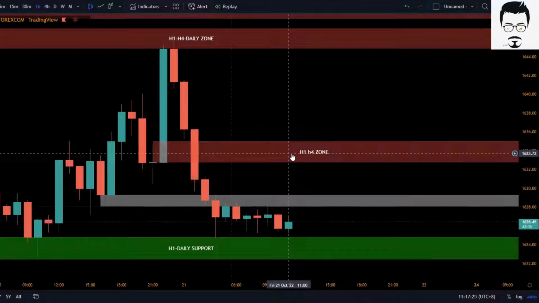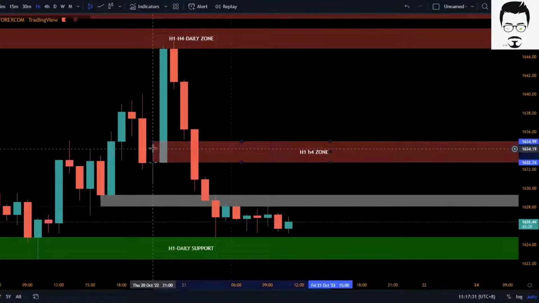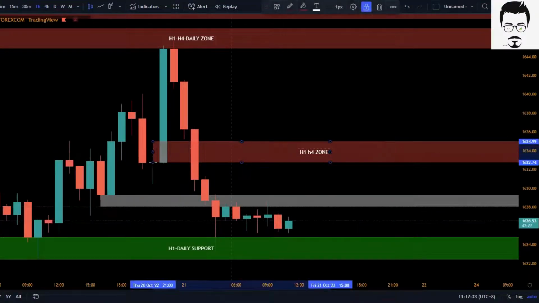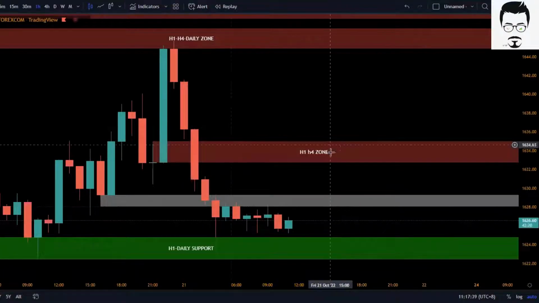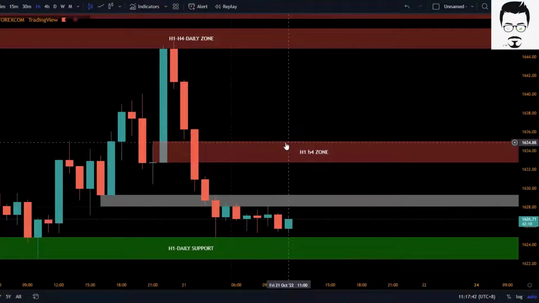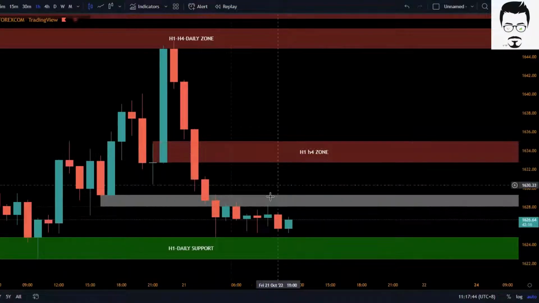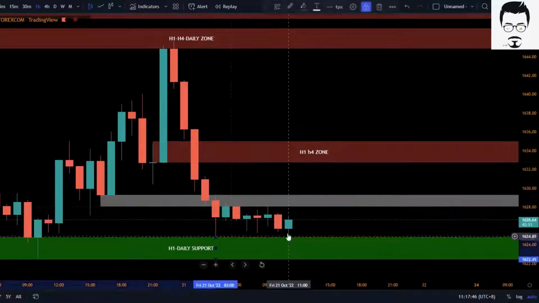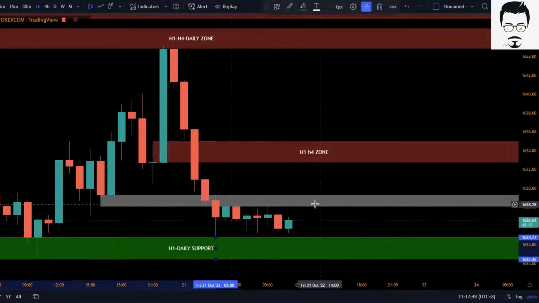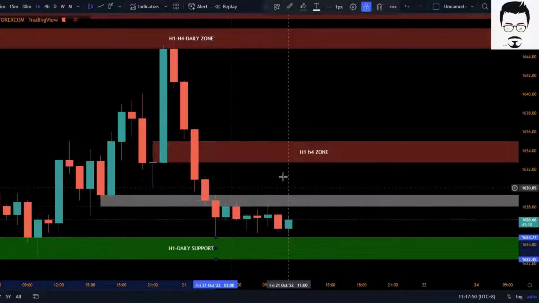So the next entry, if we are willing to sell, is this area. So this is 1632, 1634. So that's a 20 pip zone. This is our selling area if we want to sell. And again, if you want to buy, this is our zone, 1622 to 24. Okay.